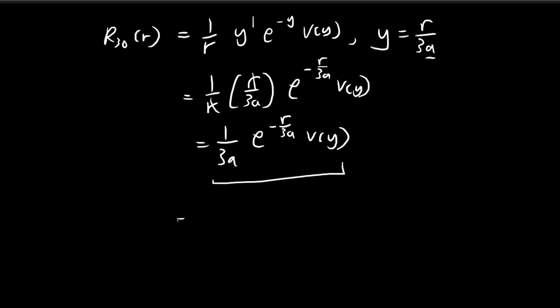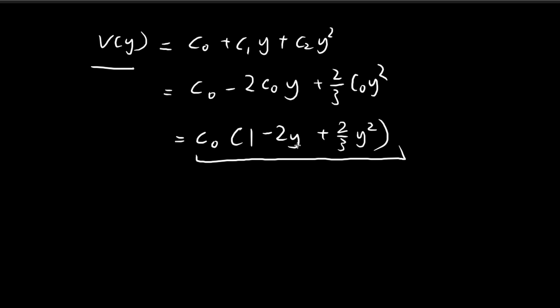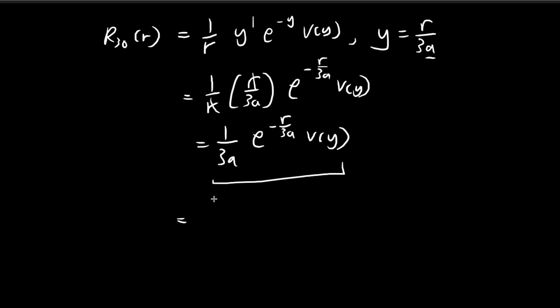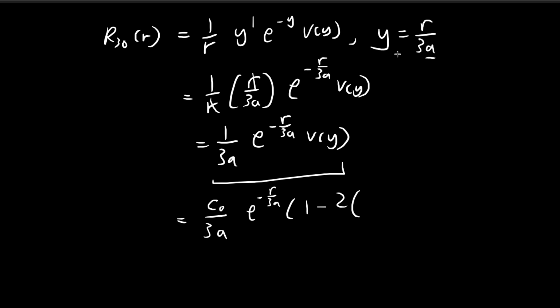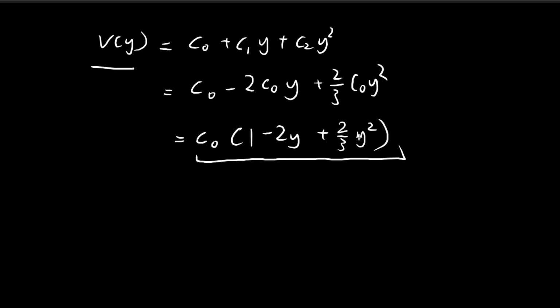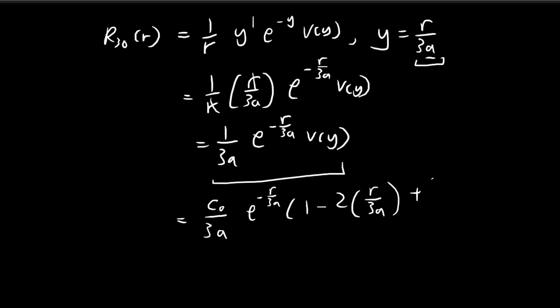this expression. So remember, we're looking for R30, and now we're going to substitute this expression in. So I'm just going to pull the C0 out to the outside. We have 3a, and then we have e to the power of negative r divided by 3a, and then we have 1 minus 2y. Now I'm going to substitute this expression in because we should express everything in terms of r. And then we also have a 2 over 3 y squared. So we have a 2 over 3 r over 3a squared.